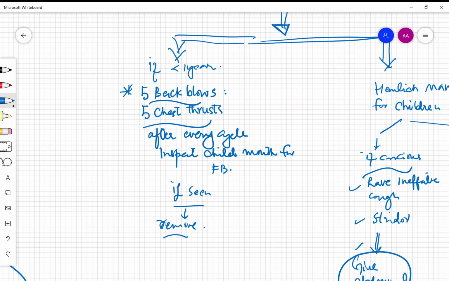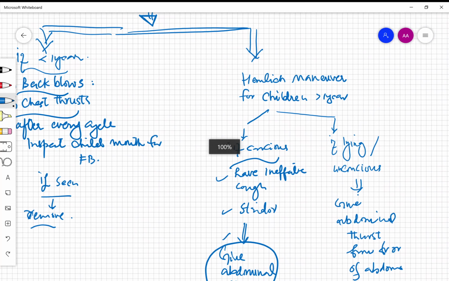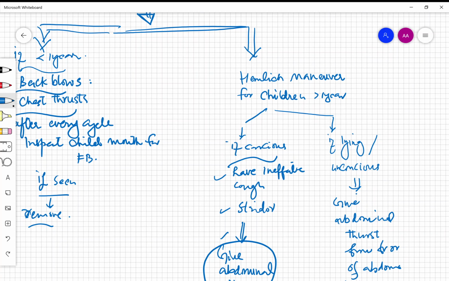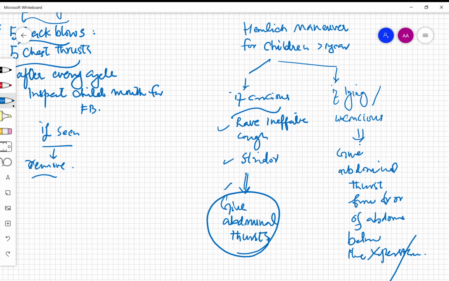So for example, if the child is less than 1 year, 5 back blows and 5 chest thrusts are given, and after every cycle we inspect the child's mouth for a foreign body, and if it is seen, we try to remove it in the same manner I discussed earlier. If the child is more than 1 year of age, we do the Heimlich maneuver, and if the child is able to stand or sit, then we give abdominal thrusts from the back side, supporting the child.